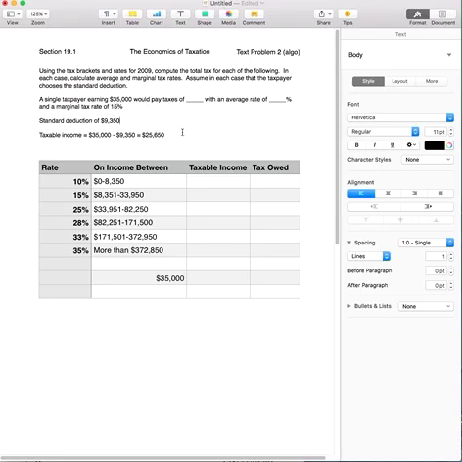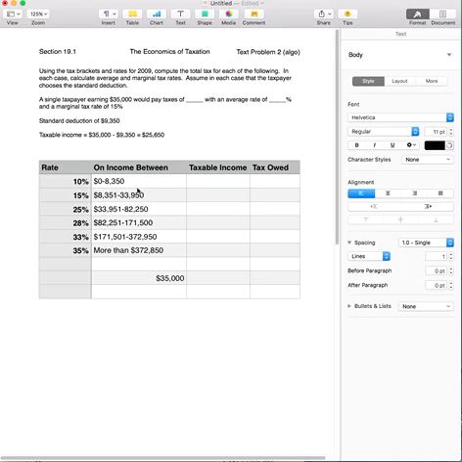So all you need to do when you're calculating marginal tax rates is to take a look at what their taxable income is and find out what tax bracket they actually fall into, and what tax bracket they fall into is their marginal rate. Now what we need to do is actually calculate taxable income for each of the brackets and the taxes that are owed.